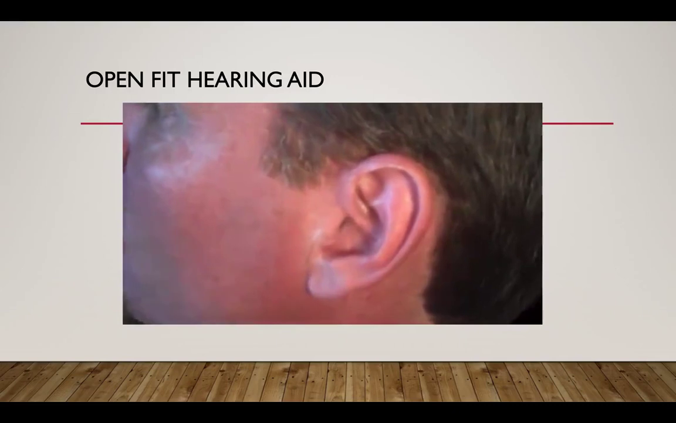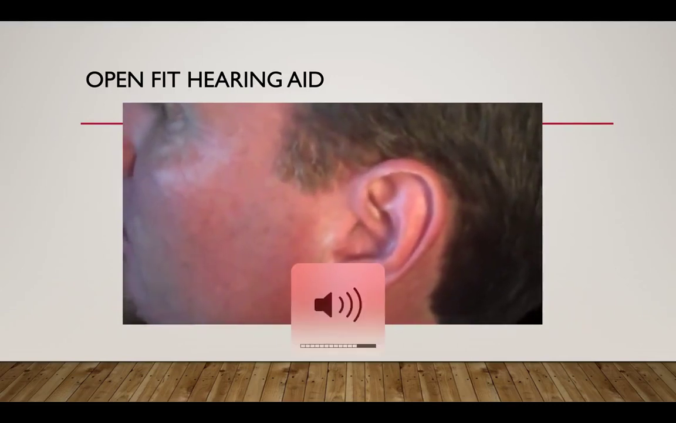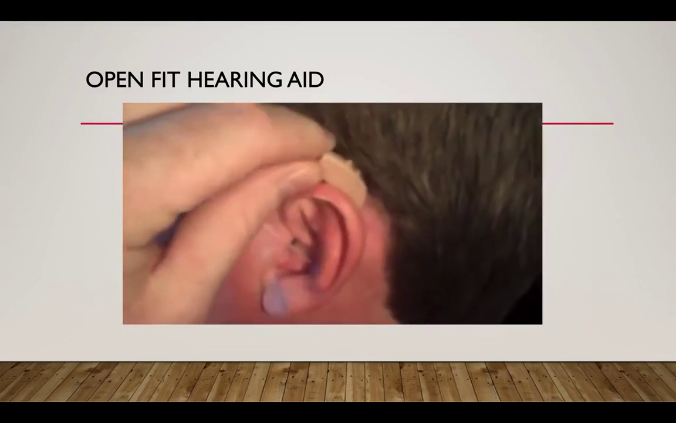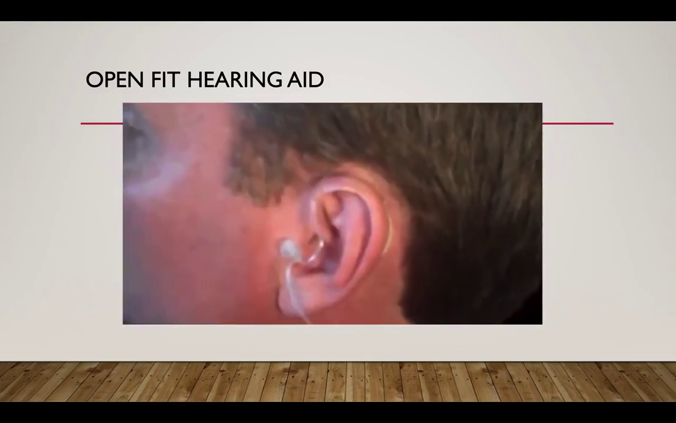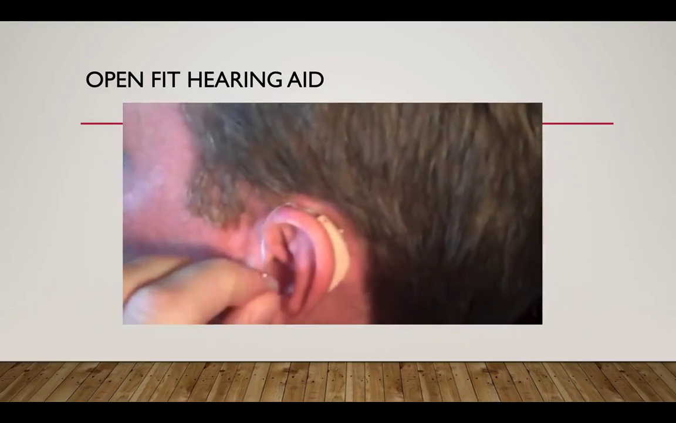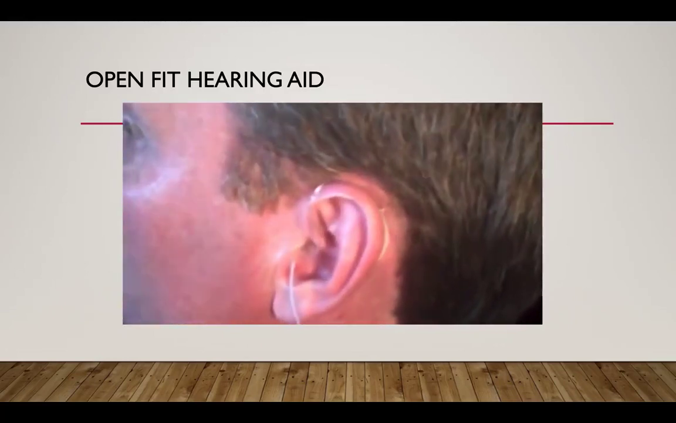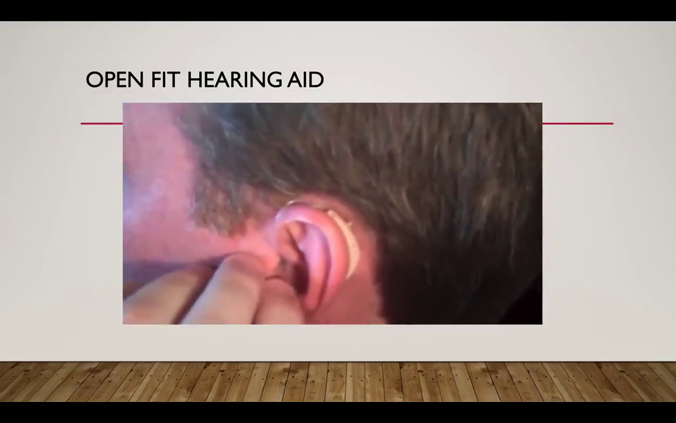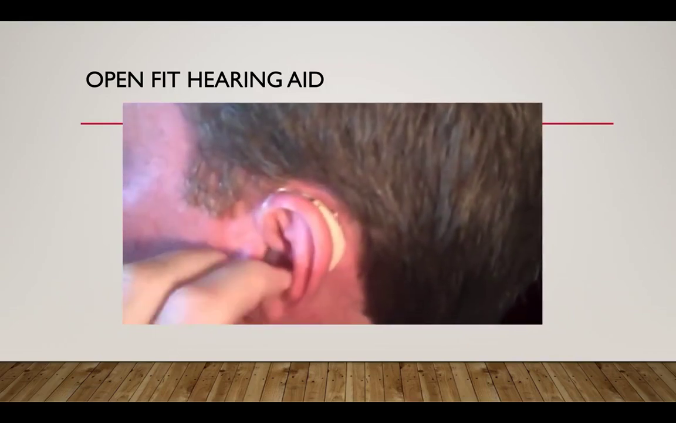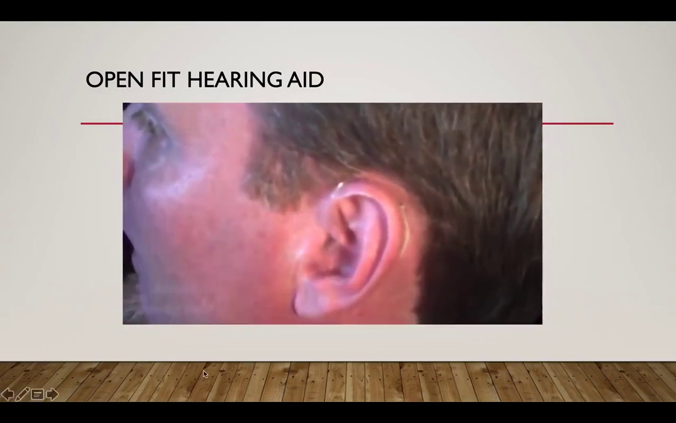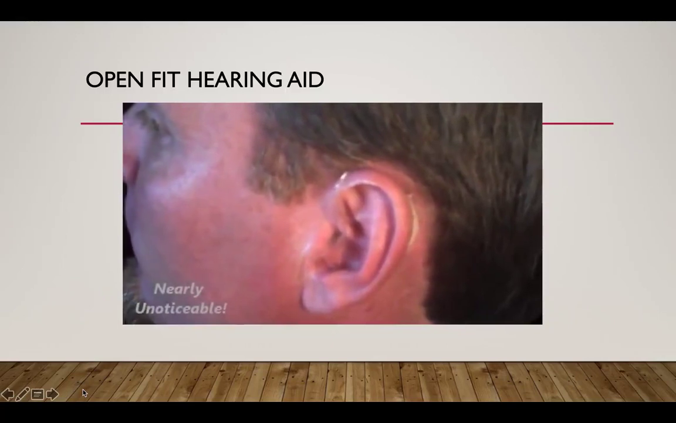How to put on your Rosebud Open Fit hearing aid. Put the hearing aid behind the ear. Insert the dome or ear tip into the ear canal. Insert the retention lock in the bowl of your ear. As you can see, it's barely noticeable.